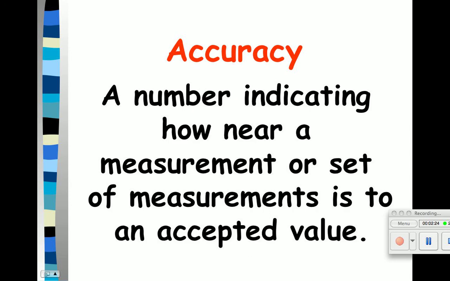That's precision. Now, accuracy is a number indicating how near a measurement or set of measurements is to an accepted value. So if I know that I'm taking someone's temperature and they're supposed to be 98.6, if I get 98.9, that's pretty accurate. If I get 102.5, ooh, that's not accurate at all. Either there's a problem with the subject, my person's boiling over with fever, or there's a problem with the way I'm using the instrument.